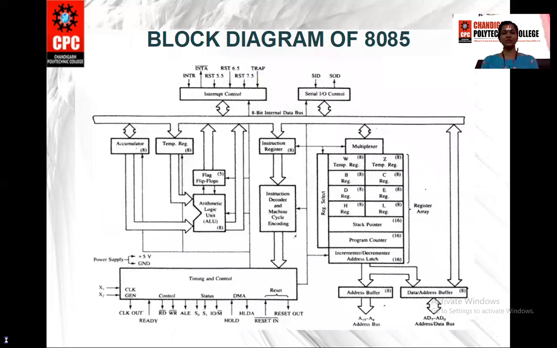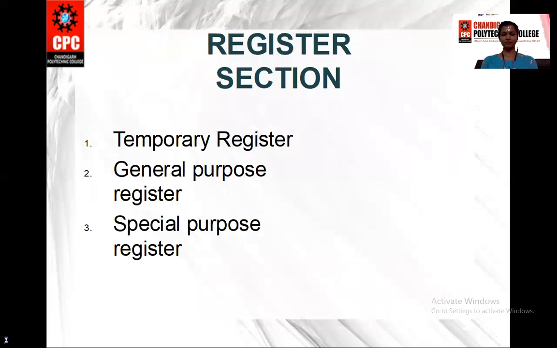Next will be the block diagram of 8085. The block diagram is here on your screen, which contains a number of blocks, and each block performs a different function. For example, there are accumulator, registers, flip-flops, flags, arithmetic logical unit, stack pointer, program counter, interrupt control, serial input output, address buffer, address data buffer. Many blocks are there, and from the next slide we will discuss them in detail. Firstly, we are going to discuss the register section.